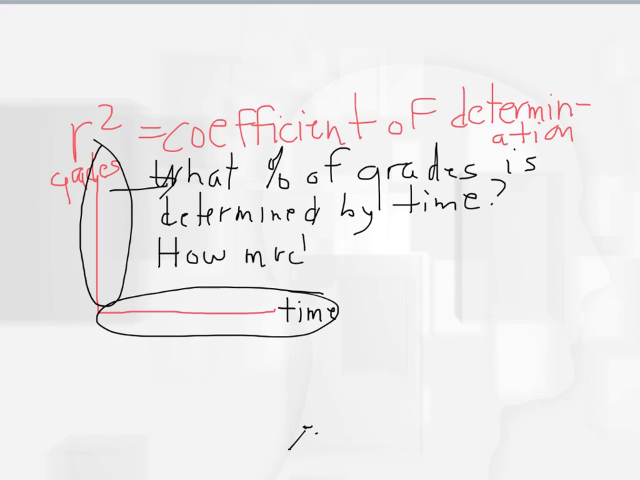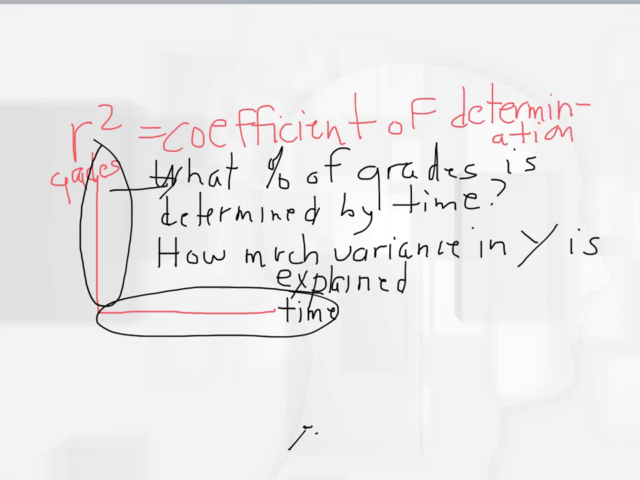How much variance in y is explained, E-X-P-L-A-I-N-E-D, is explained by x. How much variance, how much of the reason why people vary in the y scores, in the dependent scores, in this case in grades, is explained by the amount of time that they put into the class.